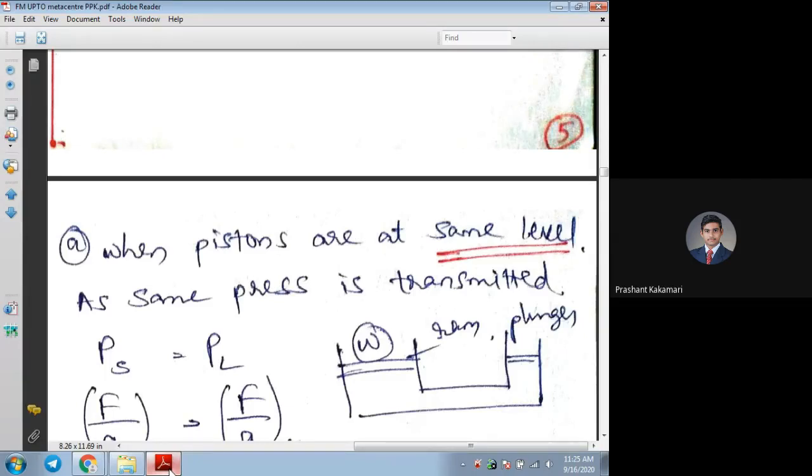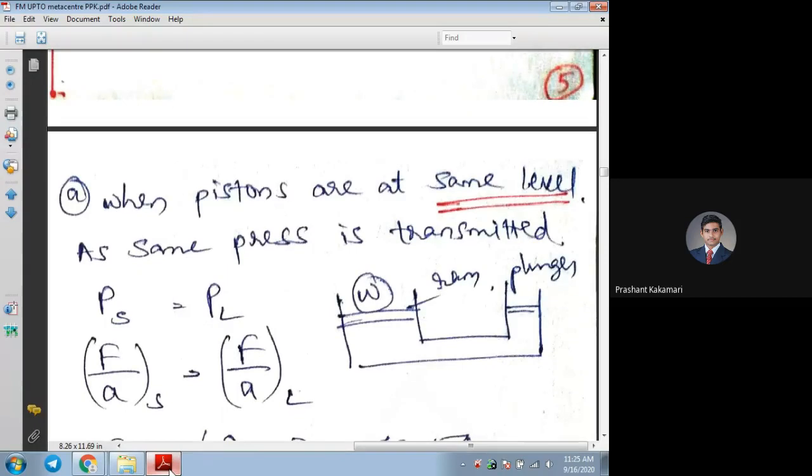So here, when the pistons are at the same level, as the same pressure is transmitted, I can say the pressure on the smaller piston is equal to the pressure on the larger piston. Why? Because force may be changing, but pressure is not changing. I hope the point is clear. Pressure is the force acting per unit area of the small piston and the large piston. When both are equal, as we defined Px equal to Pz, here also the pressure on the small piston is equal to the pressure on the larger piston.